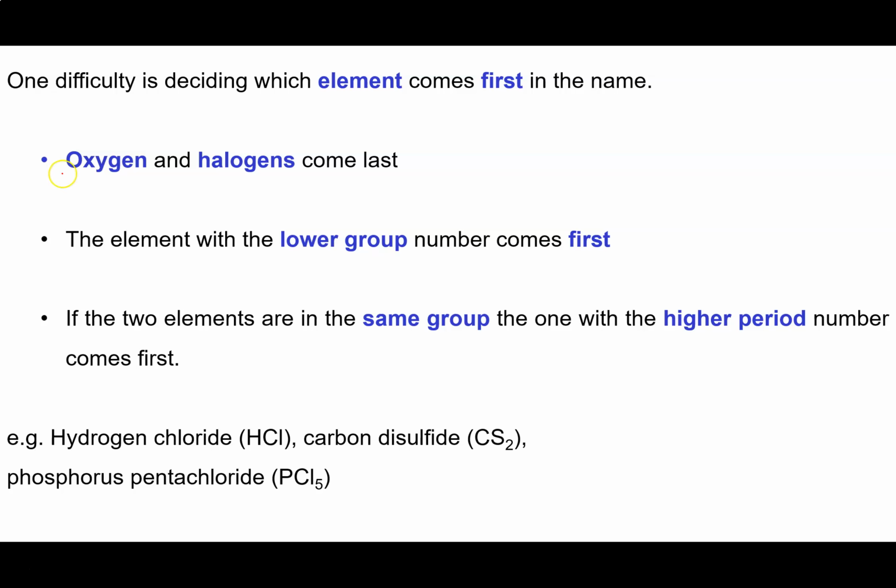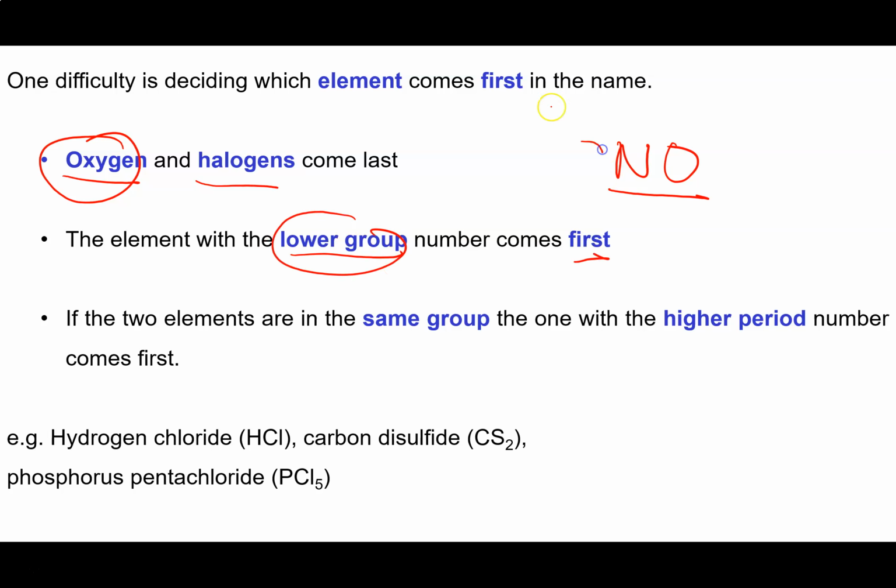And general rules of thumb are oxygen and the halogens come last. If you do have 2 elements that are in different groups, then the lower group comes first. So a good example of this is the compound between nitrogen and oxygen, which is going to be written like that. It forms between nitrogen and oxygen and is written that way for 2 reasons. Oxygen comes last, and then the element with the lower group number always comes first.